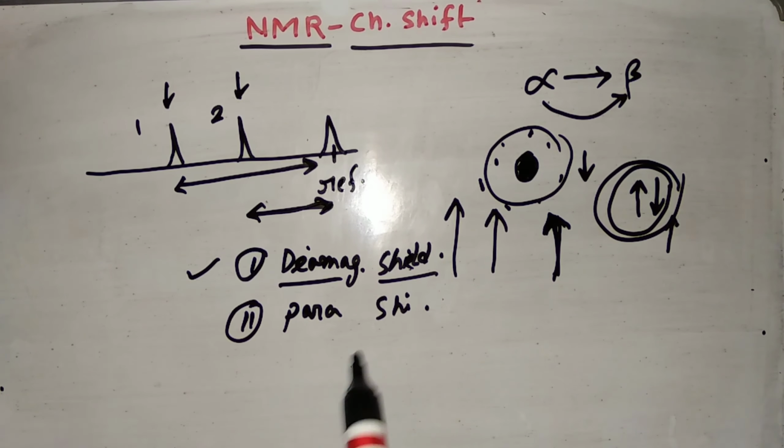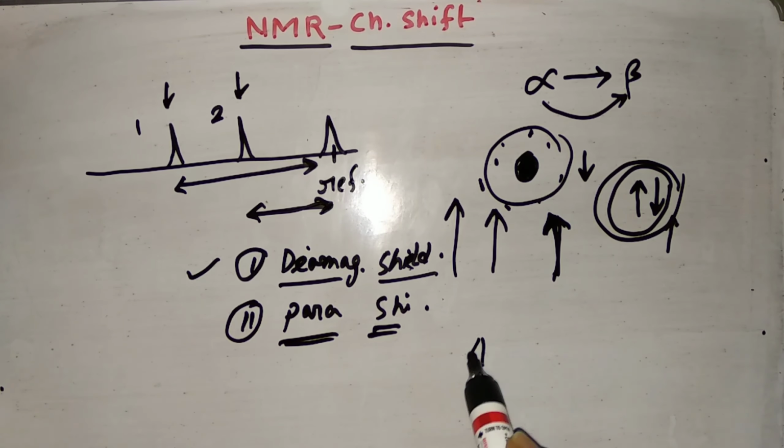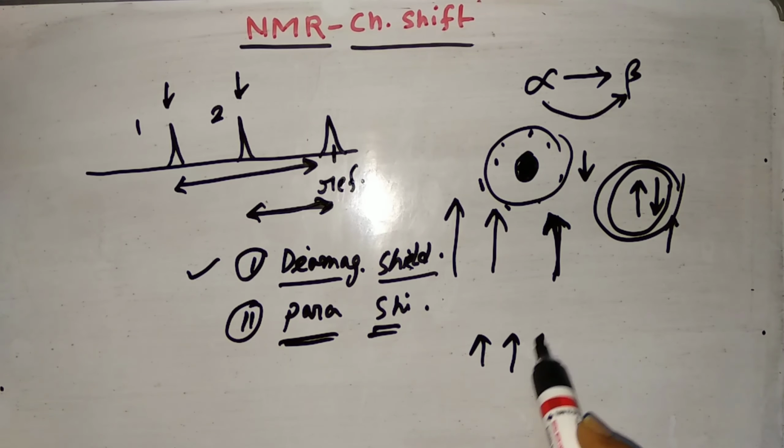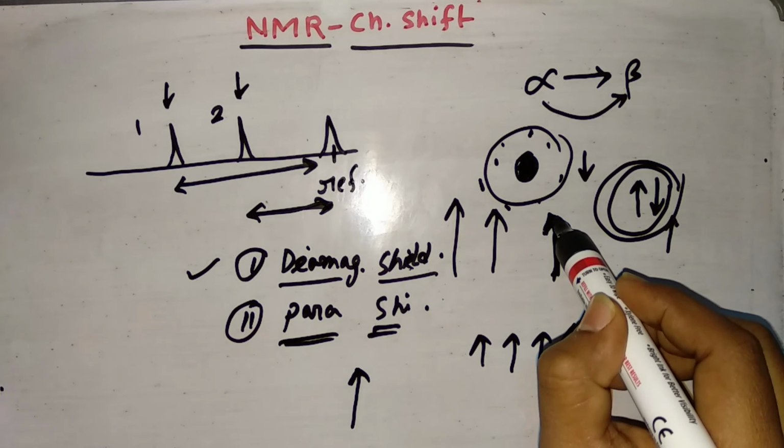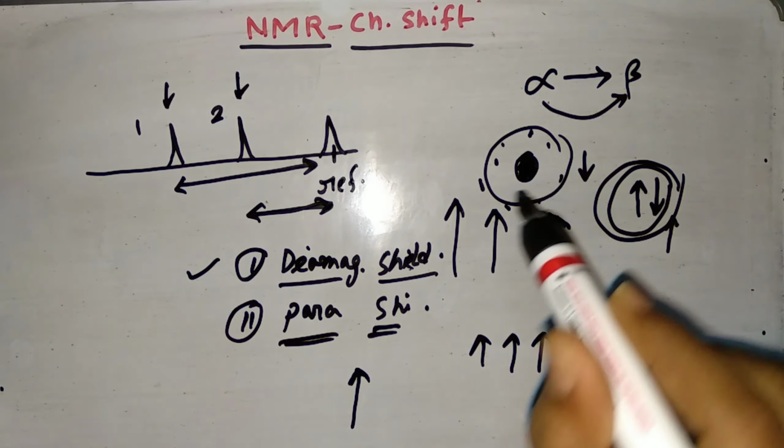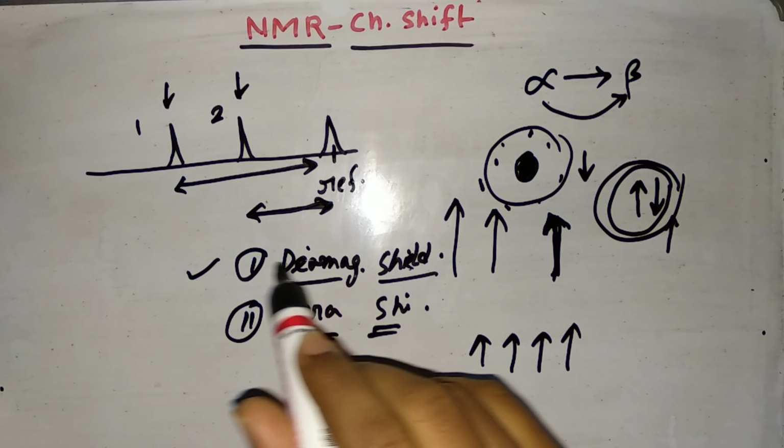Now coming to paramagnetic shielding. You know about paramagnetism, that there should be paramagnetic unpaired electrons present to show paramagnetism. So if the applied magnetic field is towards this direction, and if the electrons are, I have already said that two things may happen.